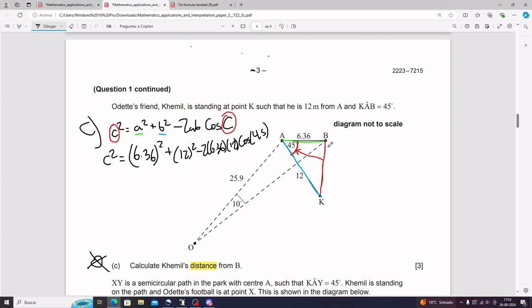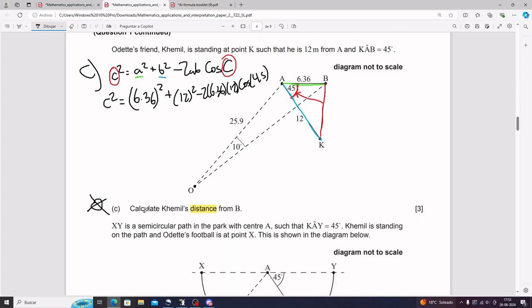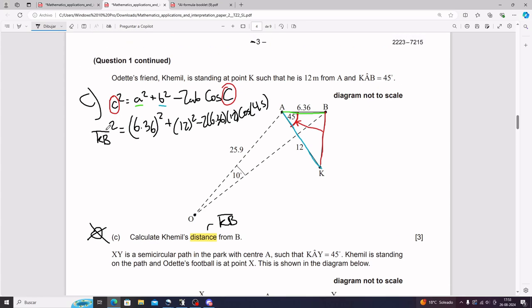¿Vale? From here, just to keep things clean, since we are talking about the distance of Khemil from B, so it's from K to B, this is the distance KB. Yeah? And so just to keep things clean, I'm going to put KB over here so that we all understand what's happening here. See? I'm going to put a little bit of a line on top to show that we're talking about a line, we're talking about a distance. Okay? So KB squared, in order to get rid of the squared, you have to do square root to both sides. Because if you do square root to both sides, this goes away with this. And that means that you have square root of this whole thing right here.